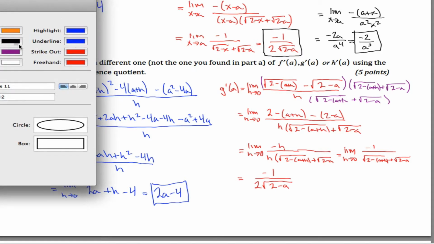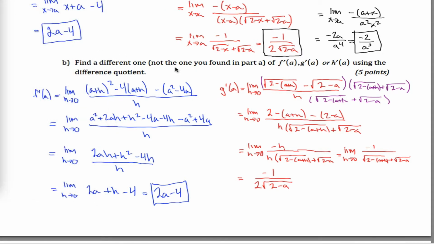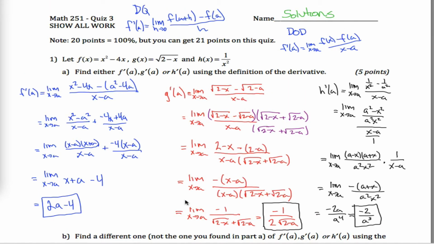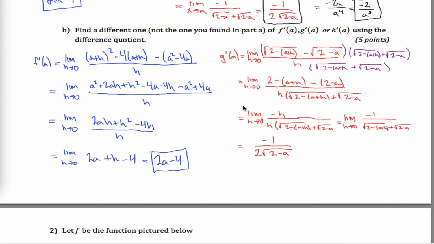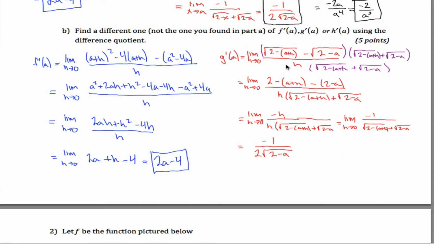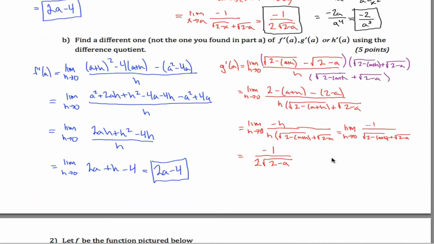Finally, I have no idea where I'm going to write this. The last one. Well, I don't have room for it. So how about C, I don't know, h prime of a on next page. You thought I just wasn't going to do it, huh? Yeah, I thought I wasn't going to do it too. But I'm going to do it.